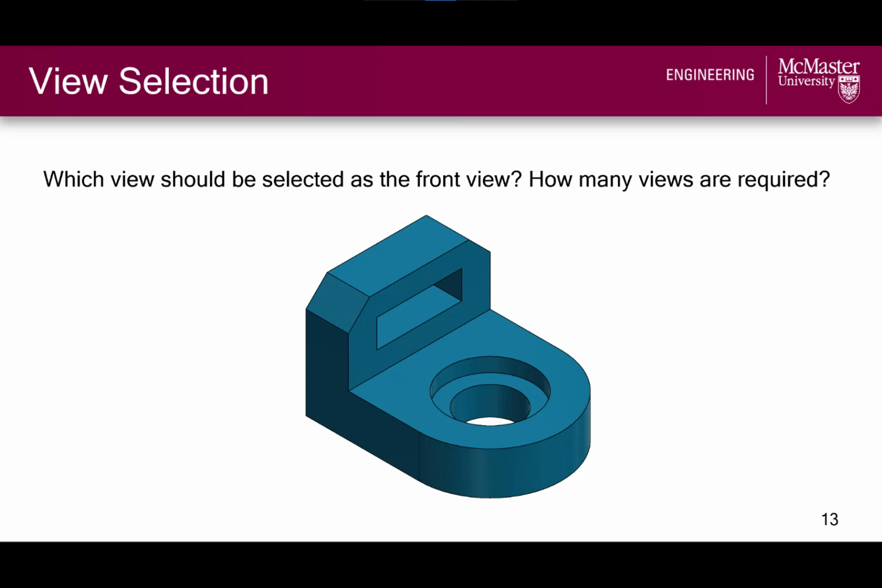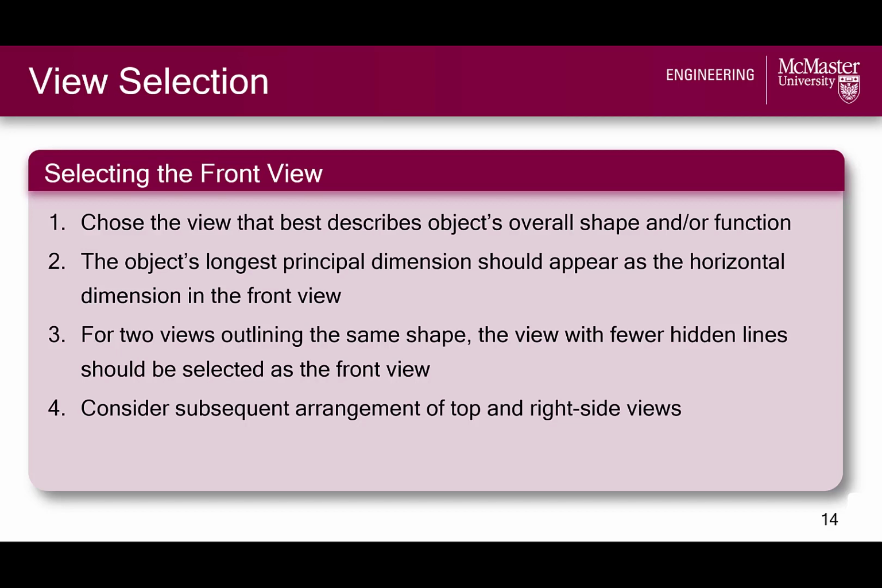For the less obvious cases, perhaps like the one on this slide, there are a few heuristics that can be used to select a front view, with the most important consideration being the selection of a singular view that best describes the overall shape or function of the object. In addition, we usually want the object's longest principal dimension appearing as a horizontal dimension in the front view, and when choosing between two views that outline the same shape, the one with the fewest hidden lines is a preferred view, and that one should be selected as the front view.